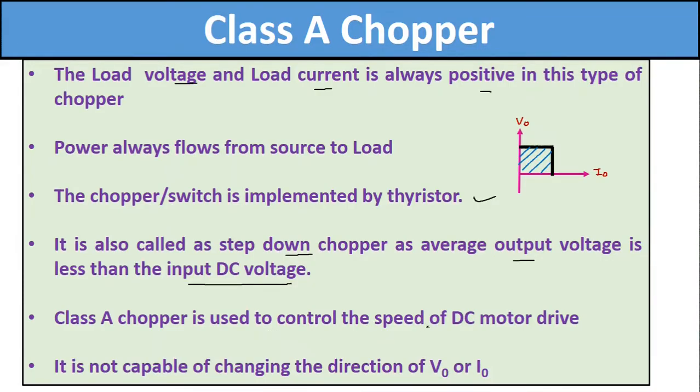Class A chopper is used to control the speed of DC motor drive, and it is not capable of changing the direction of the load voltage or load current because it always operates in the first quadrant, and in this type of chopper power flows from source to load.